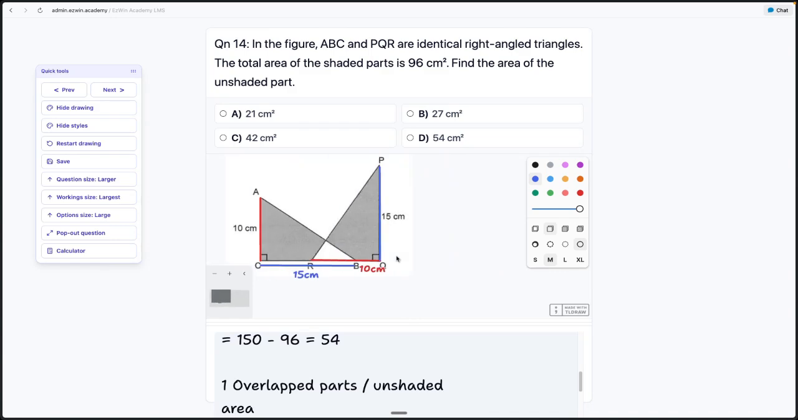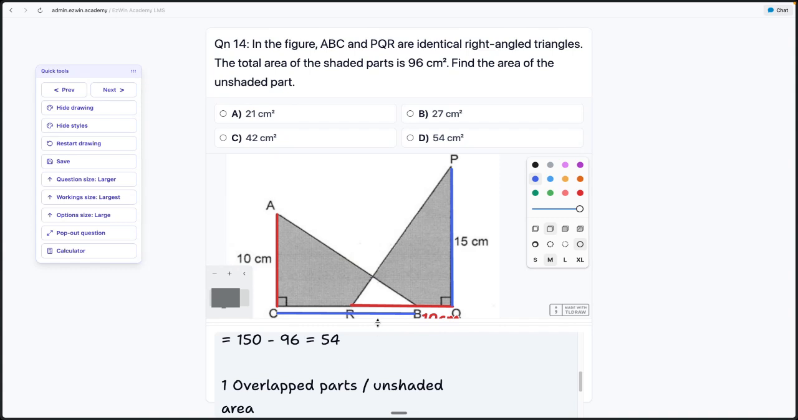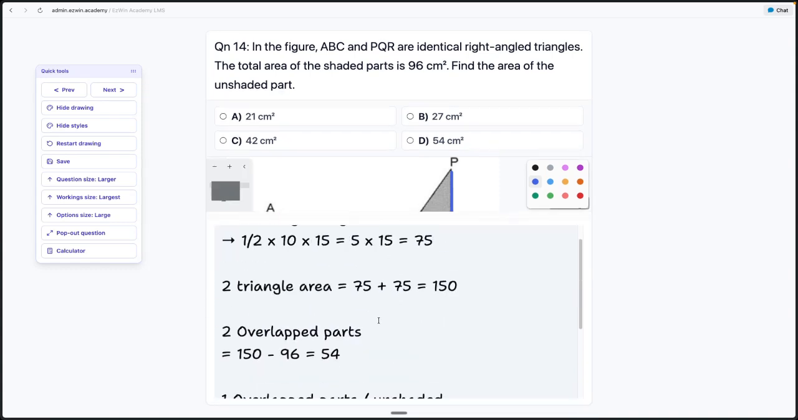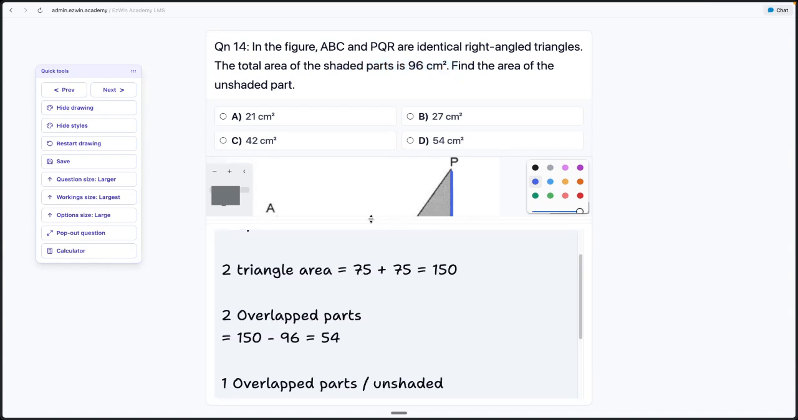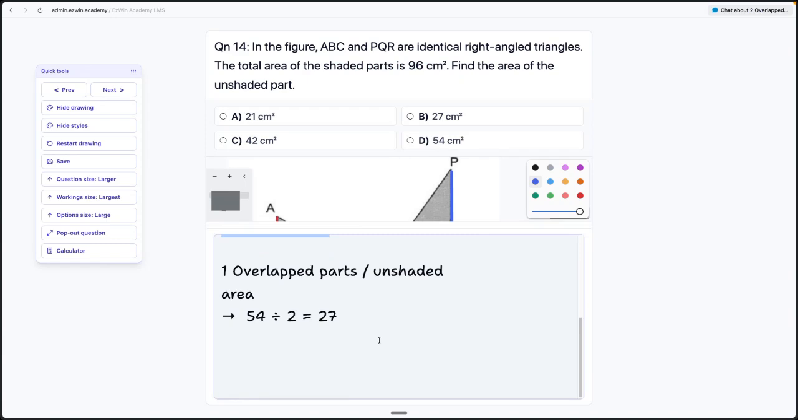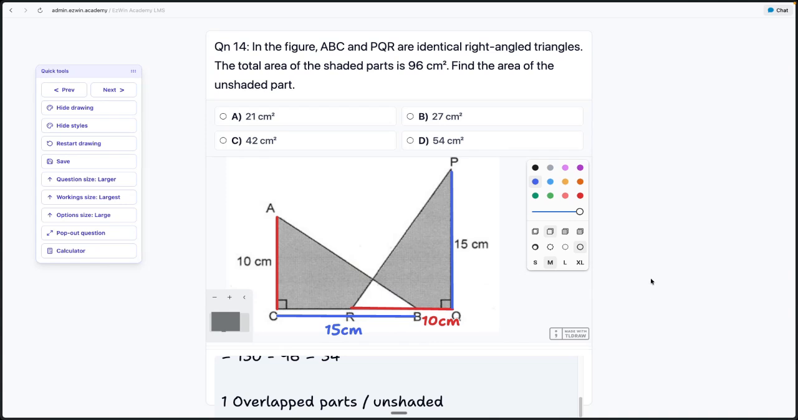Hopefully what I explained makes sense, but if you are still not sure, you can just remember this part: if you know the shaded parts, then you can just minus off the two areas and then divide by 2, and the formula will work as well. All right, that's it for this question. Let's move on to the next question.